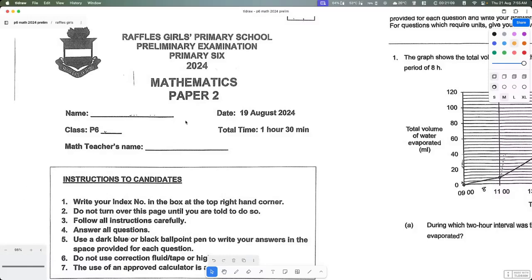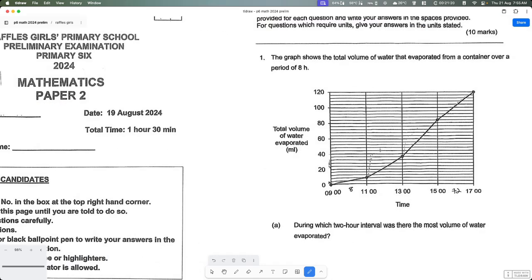In this video, we're going to go through the Raffles Girls Primary School Preliminary Examination Primary 6 2024 Mathematics Paper 2. So let's get started. Okay, let's go to the first question.